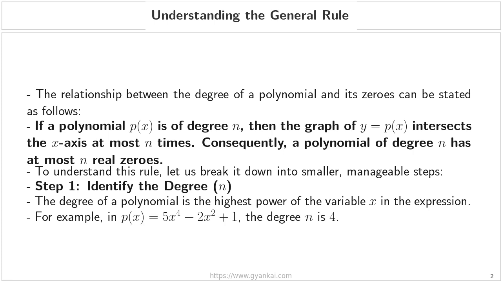For example, let's look at this polynomial. P of x equals 5x to the fourth minus 2x squared plus 1. If you look closely at the exponents, the highest power here is 4. Therefore, in this specific case, our n is 4. Keep this in mind, because as we move to the next slide, we'll see how this number acts as a ceiling for our graph.